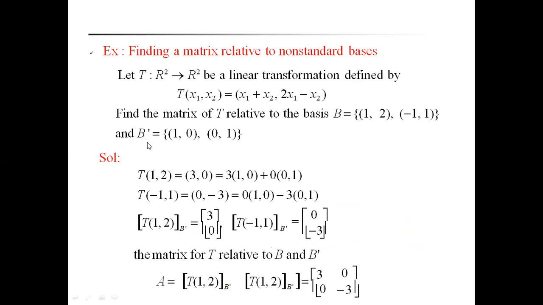Now let us discuss an example: finding a matrix relative to non-standard bases. Let T from R squared to R squared be a linear transformation defined by T(x1, x2) equals (x1 plus x2, 2x1 minus x2). Find the matrix of T relative to the bases B and B', where B is given as (1, 2), (-1, 1) and B' is given as (1, 0), (0, 1).